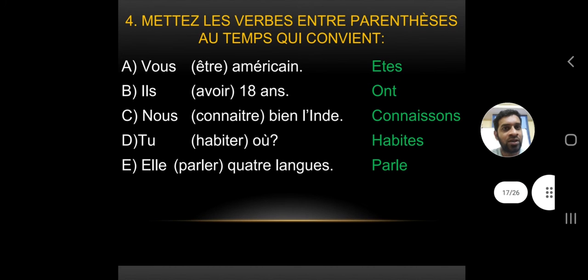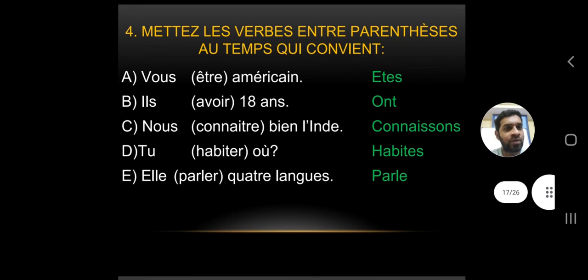So fourth one, mettez les verbes entre parenthèses au temps qui convient. Okay, so put the verbs in the brackets in the convenient form. Oui. So vous dash américain. Okay, vous êtes américain. So second one, ils ont 18 ans. They are 18 years old. For the age, don't forget, we'll be using the verb avoir. Oui. So often you'll be making mistakes in the self-introduction and when you're introducing your family.